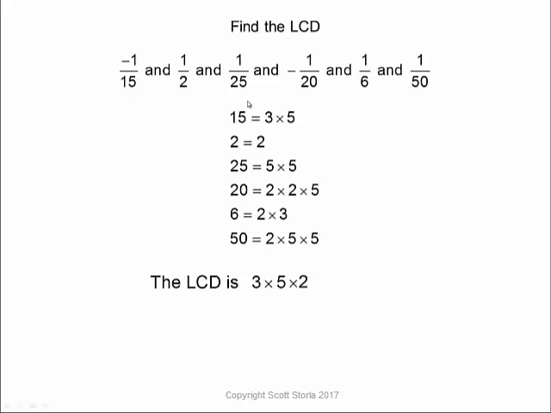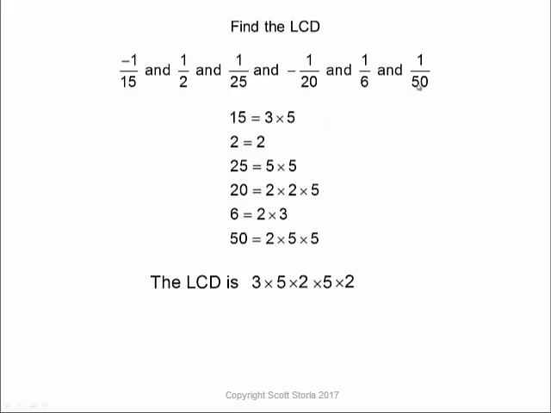I'll need a 25 in my LCD. That means two factors of 5. So far I've only got one, so here's my second. To make a 20, I'll need two factors of 2 and one of 5. And I'm still lacking one factor of 2, so I now include that also. Next, I'll need a 6 in my LCD, and that's a 2 and a 3, but I've already got a 2 and a 3, so I don't need to include anything new.